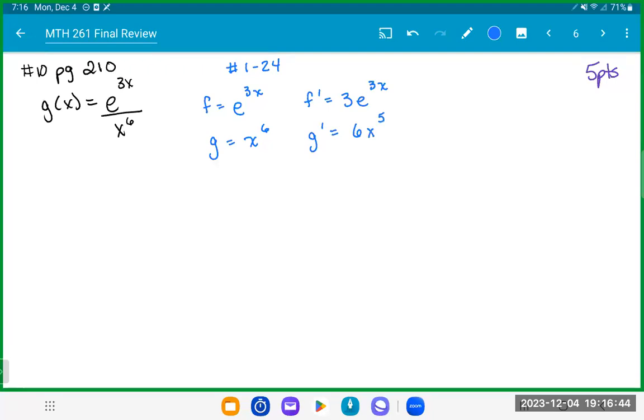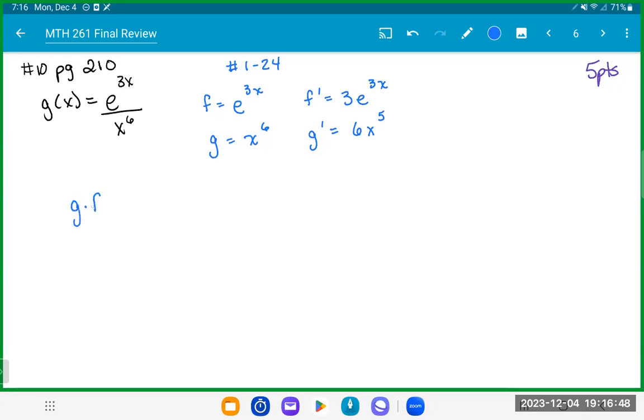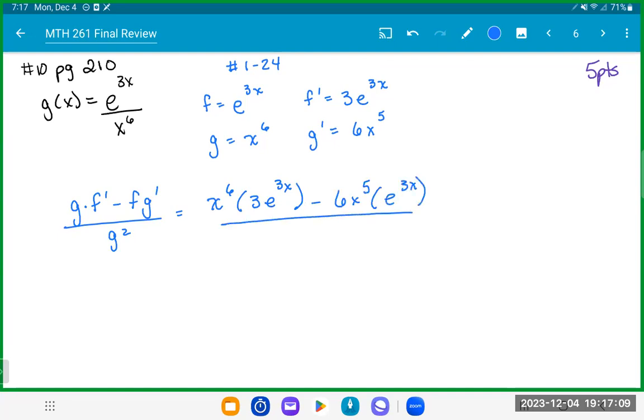Okay. And so then we have g times f prime minus f times g prime divided by g squared. Okay, so that gives me x to the 6 times 3e to the 3x minus 6x to the 5 times e to the 3x divided by x to the 6 squared.